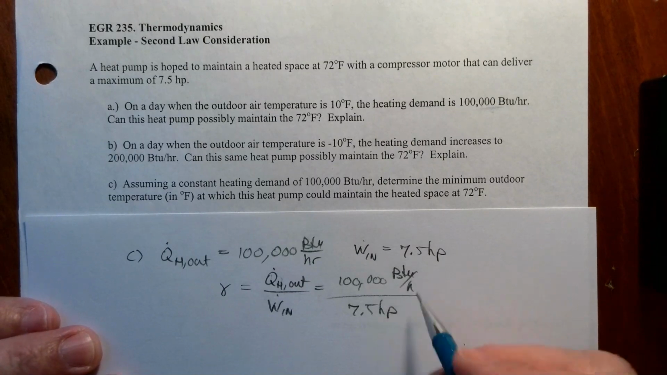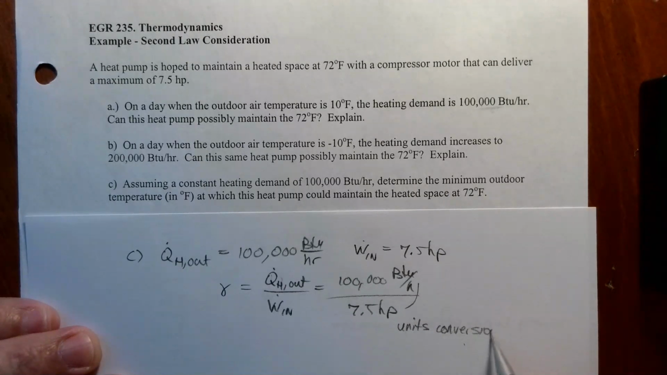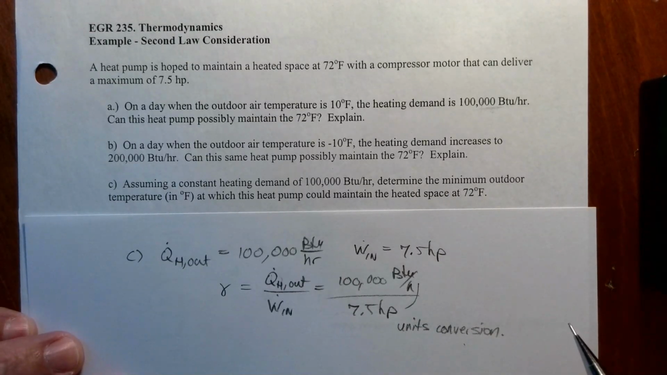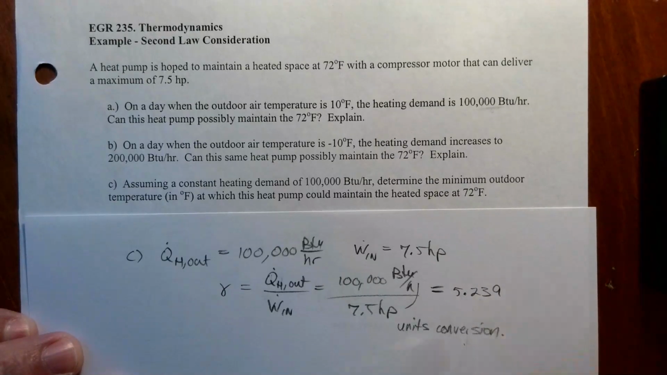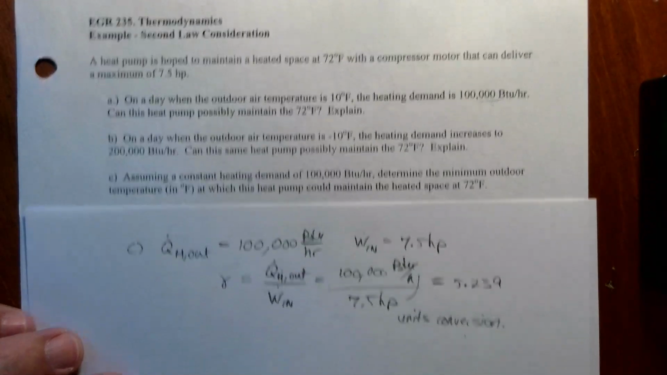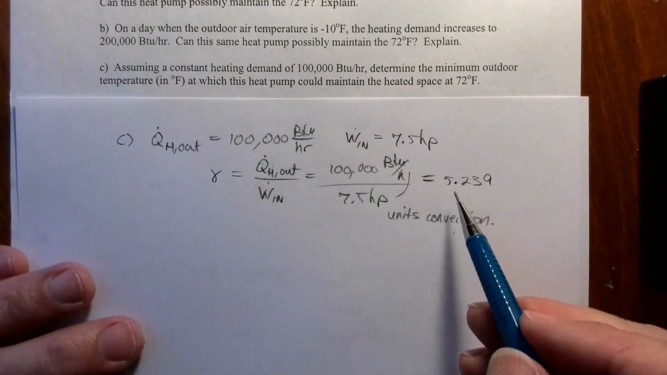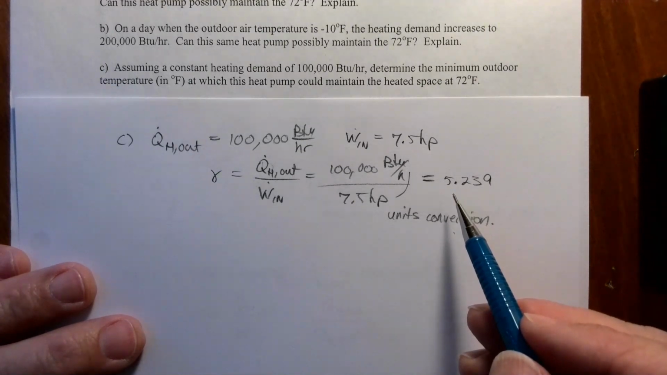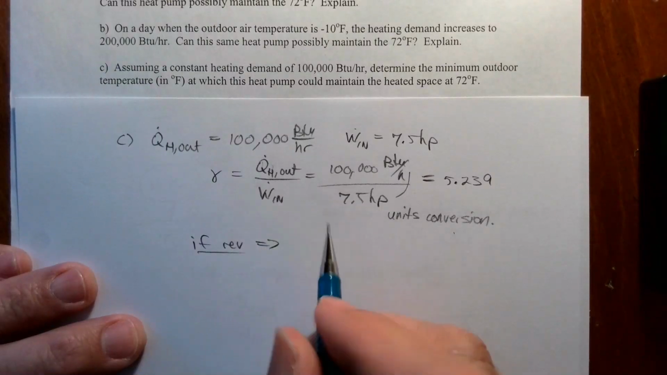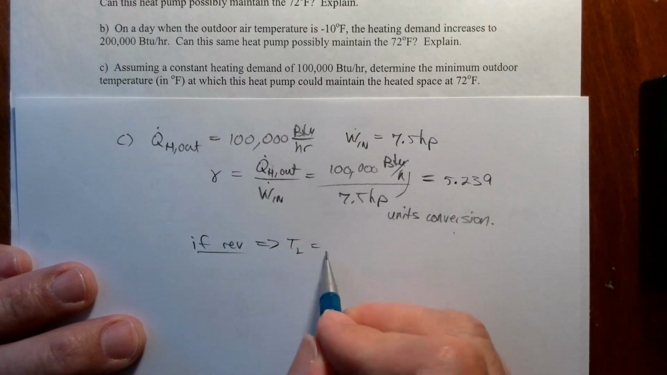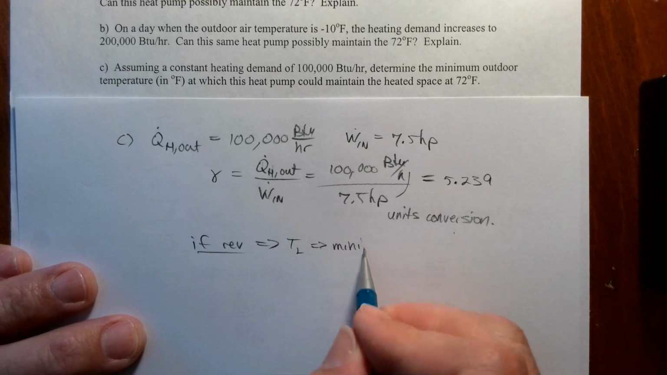So we're going to have to do some units conversion here, right? I think you guys can handle the units conversion. My calculations give me 5.239 for the performance coefficient in this case. Okay, so now we're going to consider that if this thing is reversible, that would give us the minimum possible temperature TL. If reversible, that would imply TL is equal to, implies a minimum.